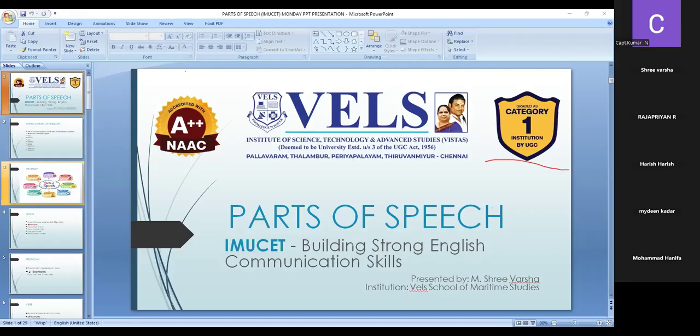Good. We'll move to the common mistake zone. That is confusing adjectives and adverbs, wrong verb usage, missing prepositions. These are the three common mistakes we usually make in our day-to-day life. I repeat the three topics. Just listen carefully. The first one is confusing adjective and adverb. The second one is wrong verb usage. The third topic is missing prepositions.